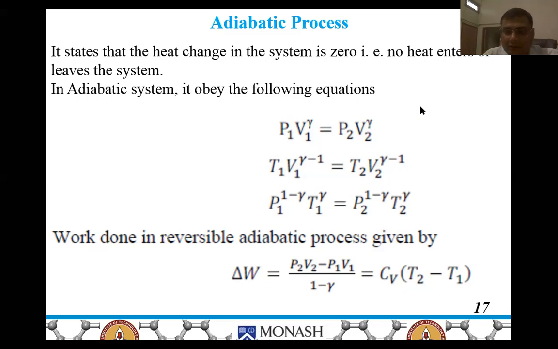And using the ideal gas equation PV equal to nRT, we can convert this equation to T1 V1 raised to power gamma minus 1 is equal to T2 V2 raised to power gamma minus 1. And it can also be represented as P1 raised to power 1 minus gamma, T1 raised to power gamma, is equal to P2 raised to power 1 minus gamma, T2 raised to power gamma. And the work done in a reversible adiabatic process, given by delta W, will be equal to P2 V2 minus P1 V1 upon 1 minus gamma. This we can calculate using the integration of PdV, which is equal to CV times T2 minus T1.